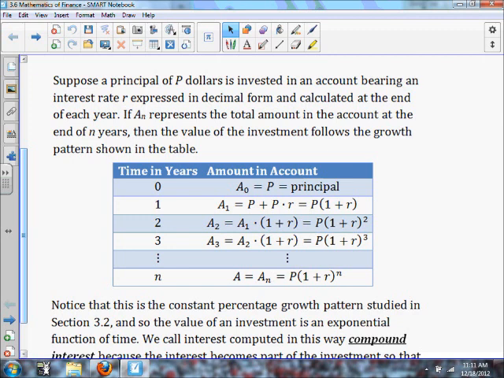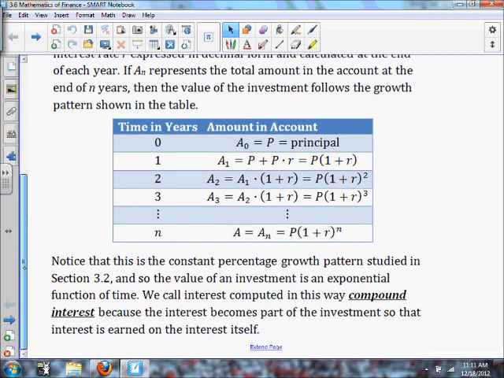That's our exponential growth. We call interest computed in this way compound interest because the interest becomes part of the investment, so interest is earned on the interest itself. All savings accounts, things like that, are computed that way. All right?